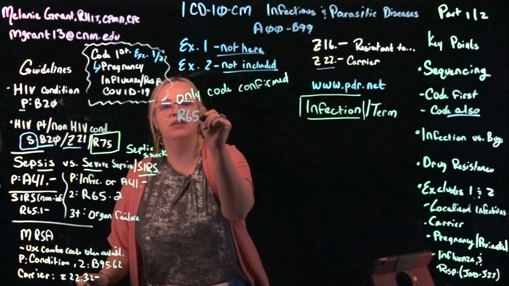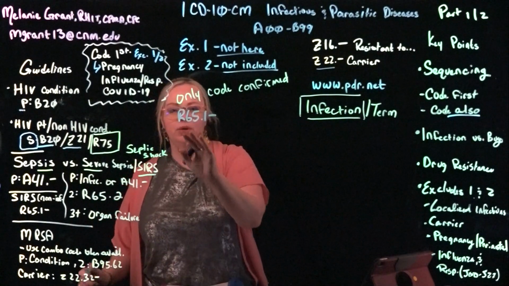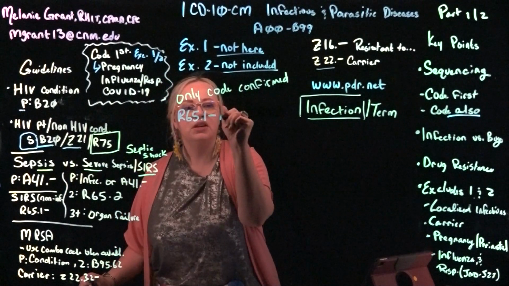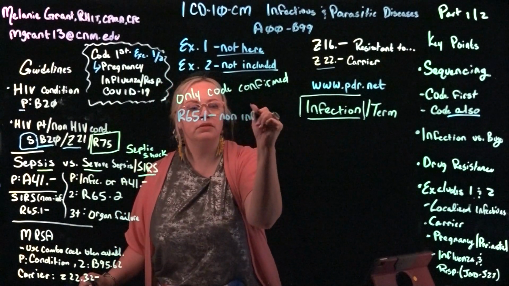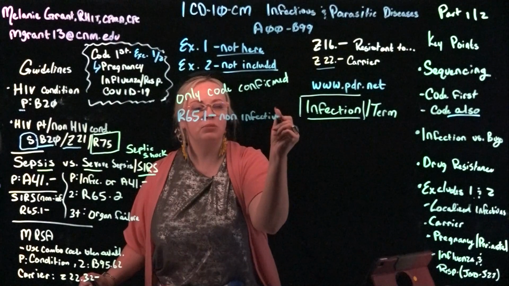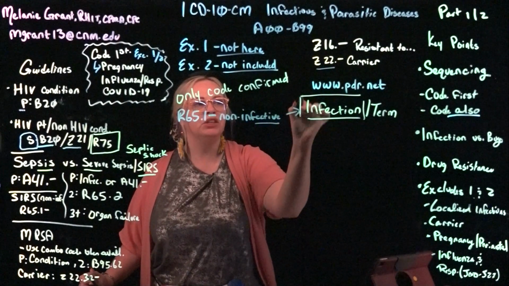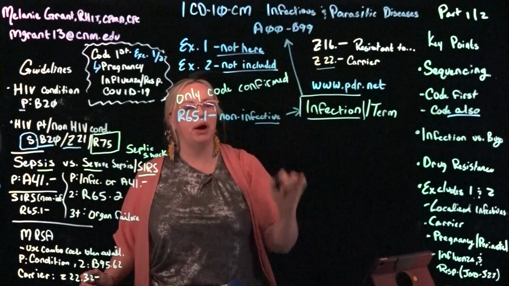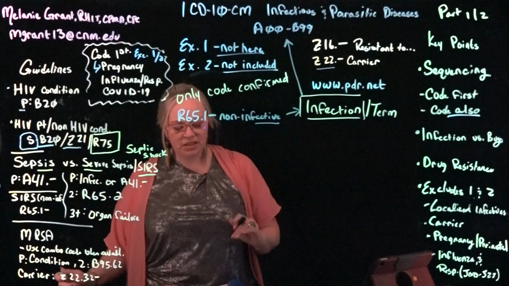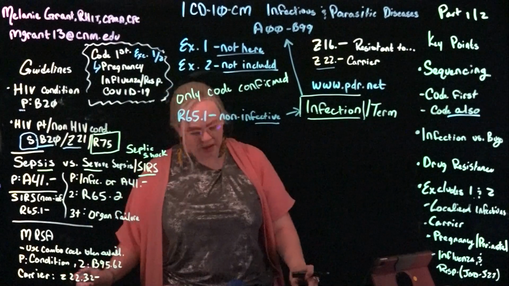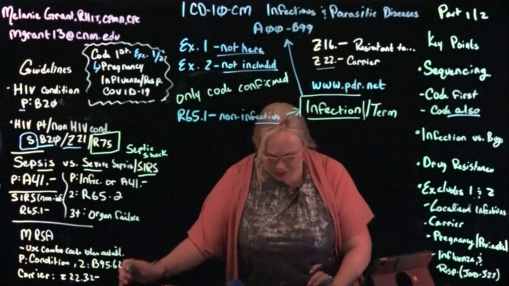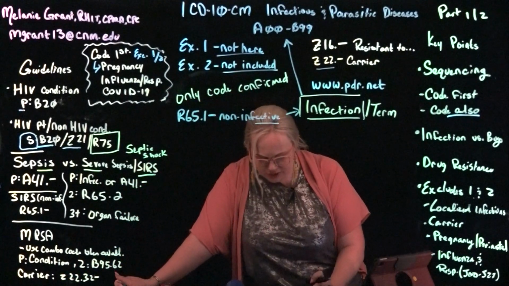So R65.1-, your category R65, this is non-infective. And it's important to remember the term infective or infection is referencing a bug. So if it's non-infective, there is no bug. At that point, there is a couple of notes. So you have some guidelines here.